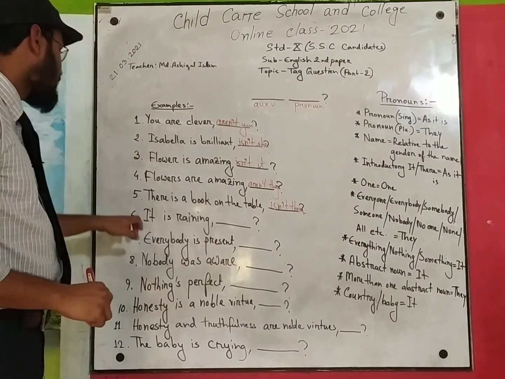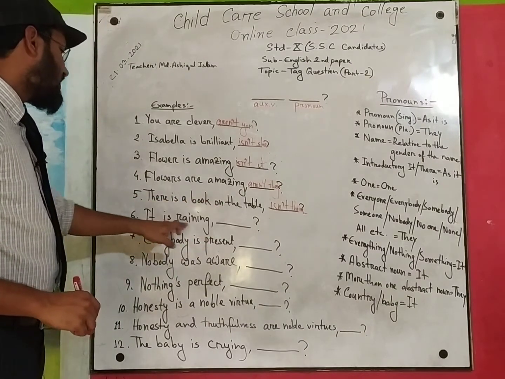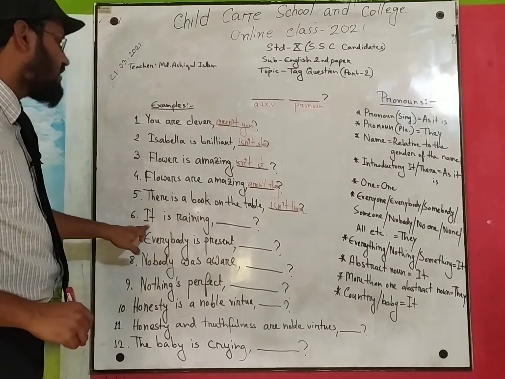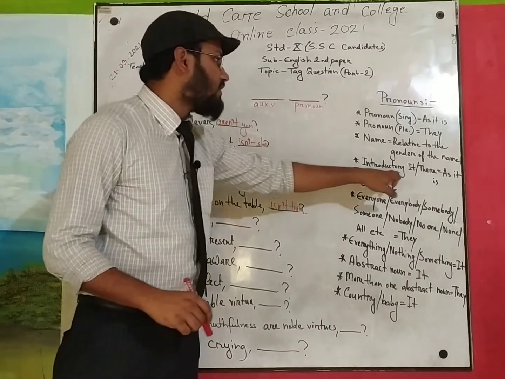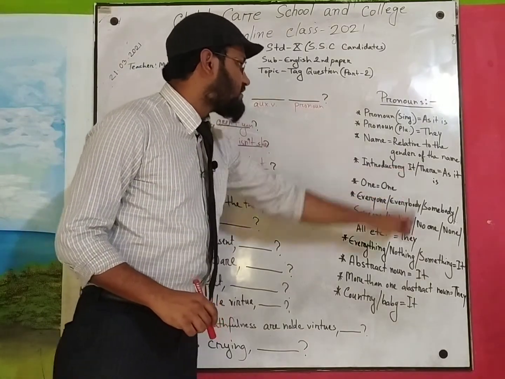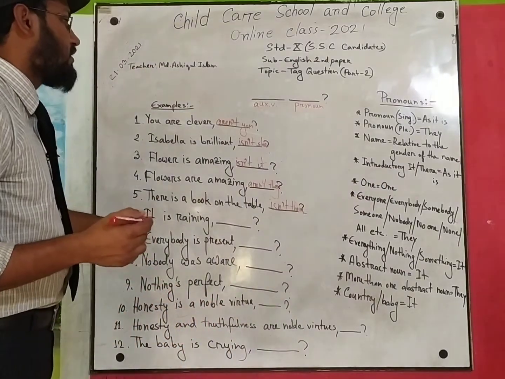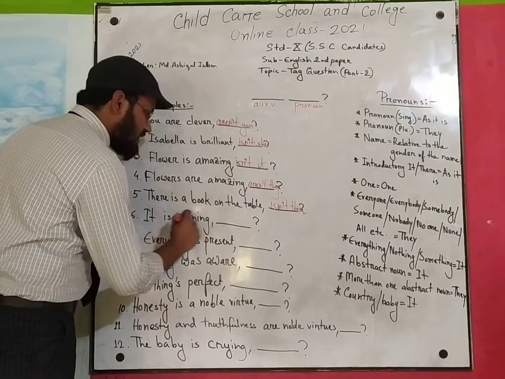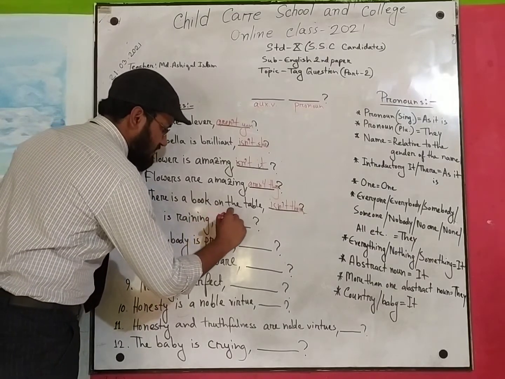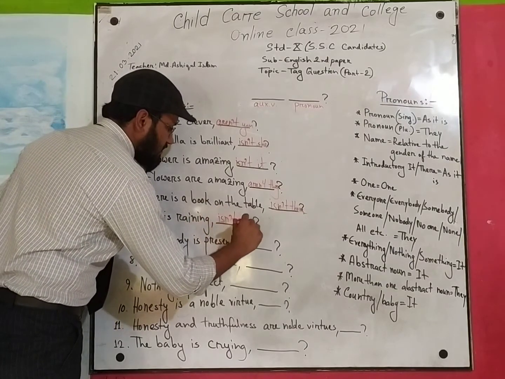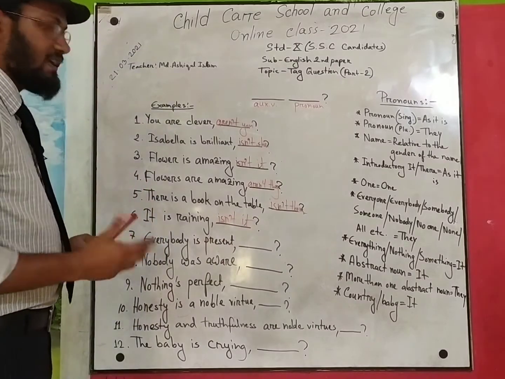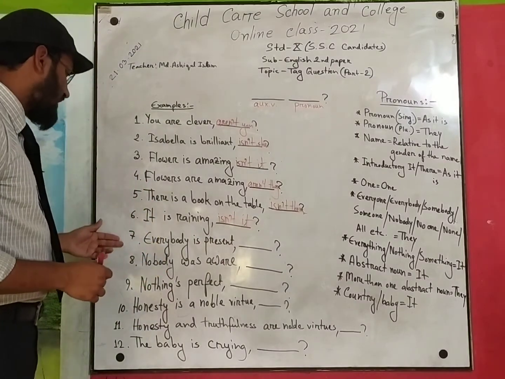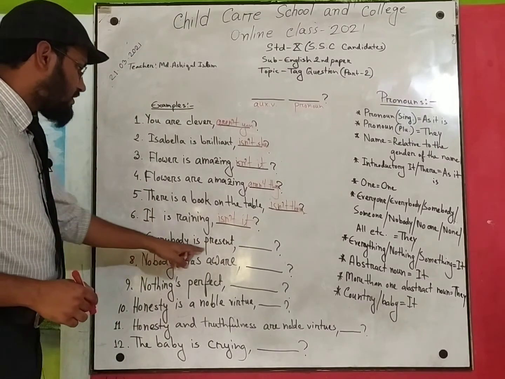The sixth one says, it is raining. So here we again have an introductory it. So our pronoun will also be it, which is another it. And the auxiliary verb we have here is, so it's isn't it. It's raining, isn't it?